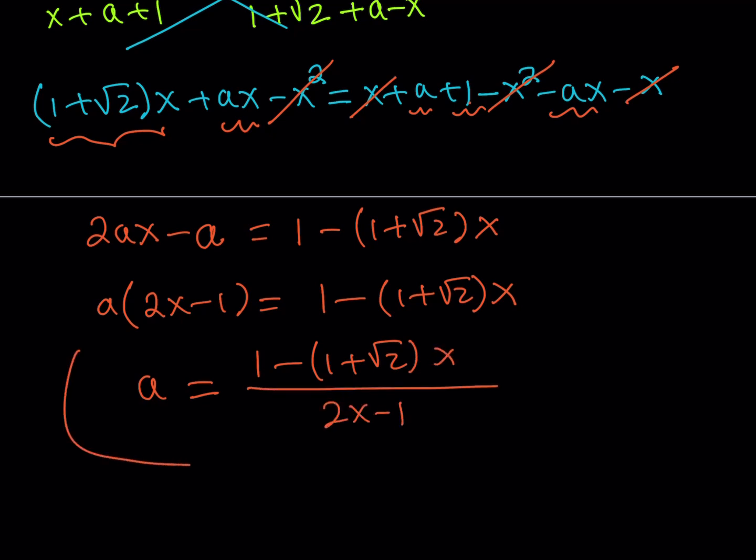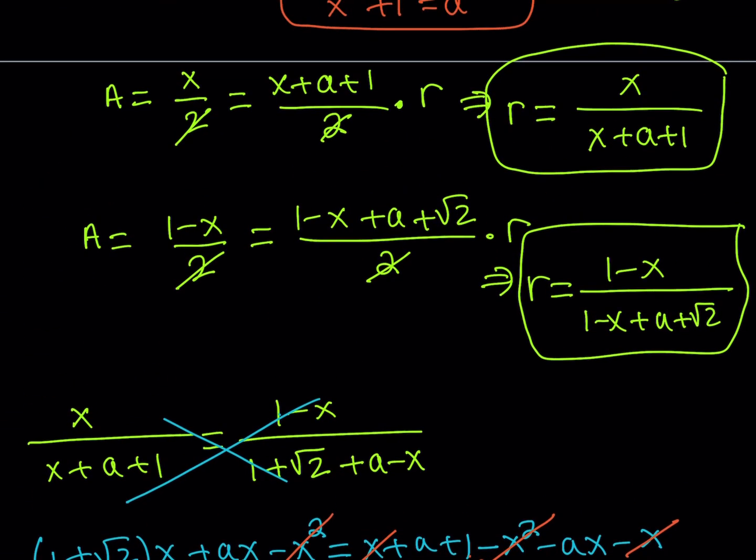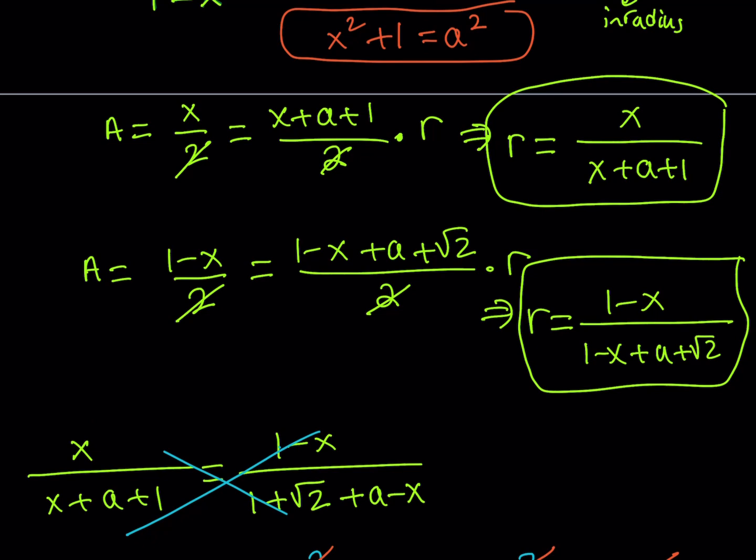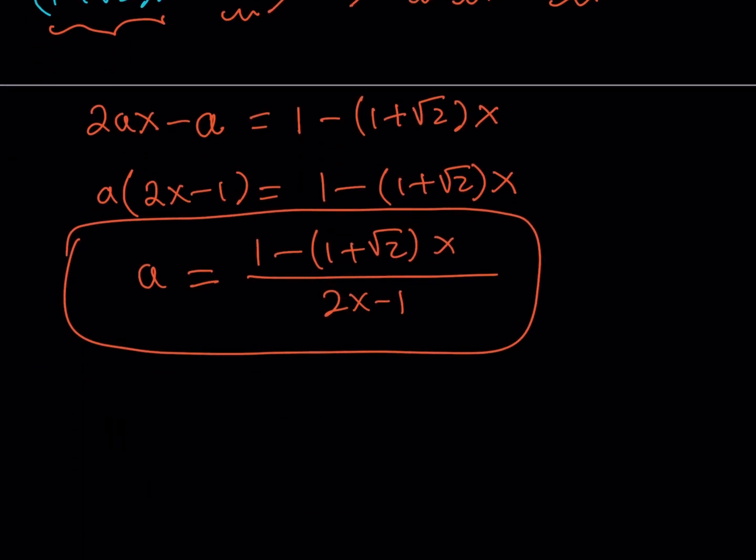So I was able to get a by itself, which is cool because I also have another equation for a. A is equal to the square root of x squared plus 1. But I don't need to go into that. I can just square both sides, right? So a squared is equal to x squared plus 1. So let's go ahead and put these two equations together.